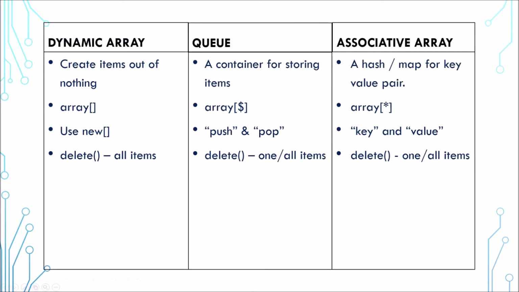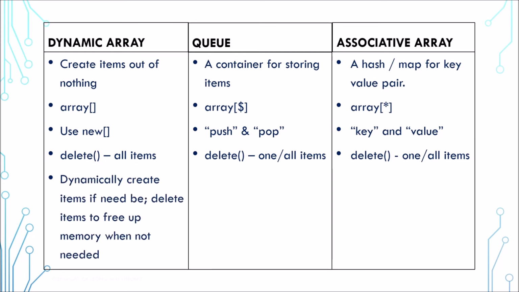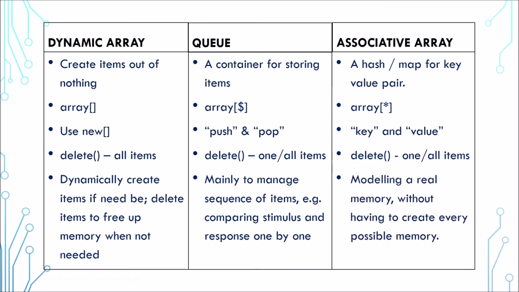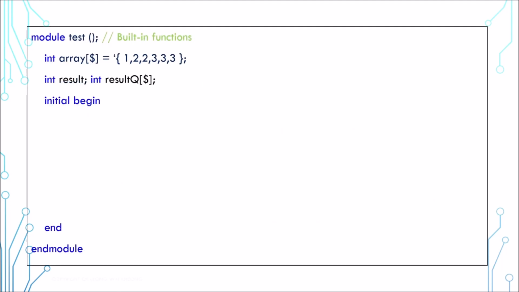This is the summary of the 3 variable sized arrays. Generally, dynamic array is used for data creation, queue is used for data sequencing management, and associative array is used for modeling memory. There are pros and cons with each of them. For example, creating a huge dynamic array at once is processor heavy and may slow down simulation. Each of the arrays has its own specific functions. However, they also have some shared functions in general.